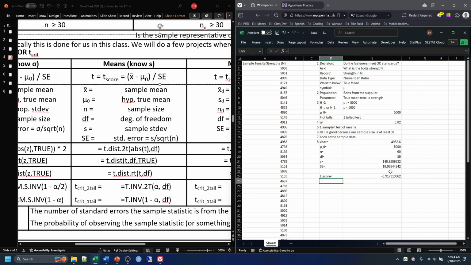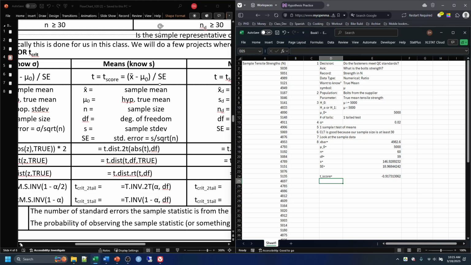It's okay that it's negative. Remember, t-scores and z-scores tell us the number of standard errors this sample statistic is from our population parameter. And so we're at about -1, or -0.9, which is almost one standard error lower than the hypothesized population mean. So there's our t-score. We can now do our p-value.